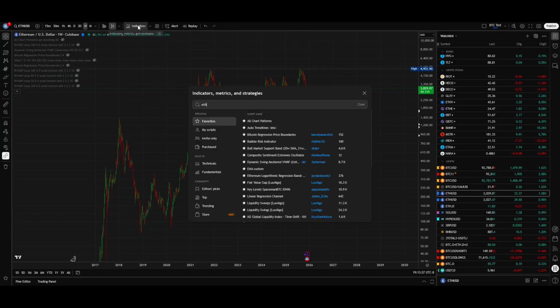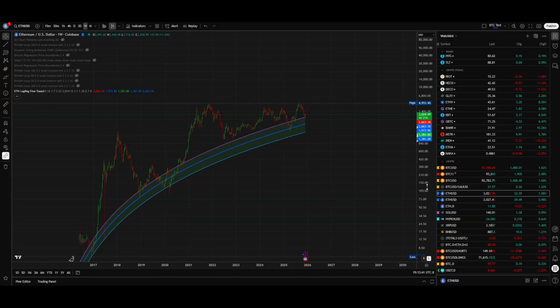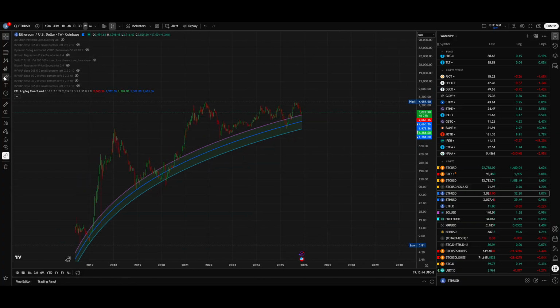ETH has not gone to the range low, right? It's the same thing as 2019. Look at this. Ready? Boom. It is the exact same pattern.